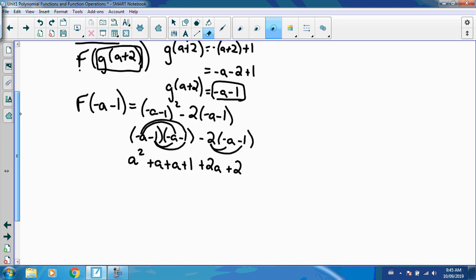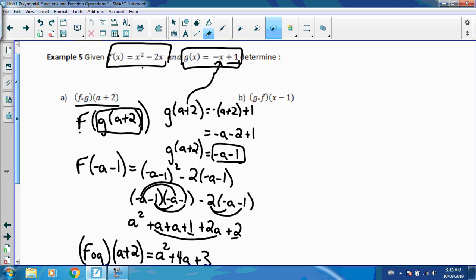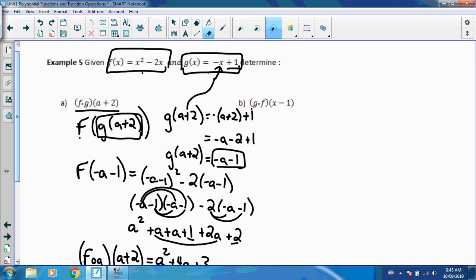So if we go back to what we had, it was the f of g of, instead of x, we had another function, a plus 2, just another layer of fun for you there: a squared, and it looks like I've got 4 a's here, plus this 1 and that 2 is 3. So that would be the f of g of a plus 2. Instead of x, it's an additional function. So give this one a try.